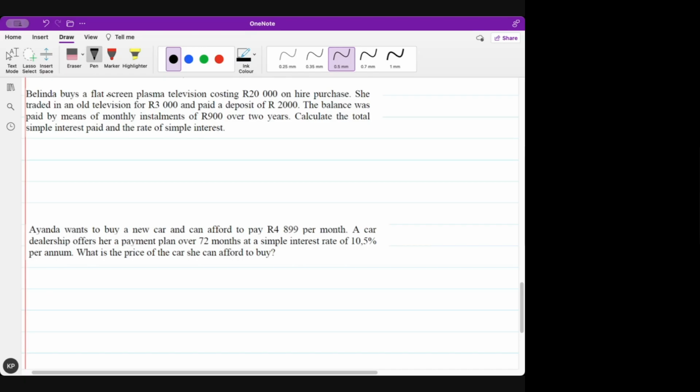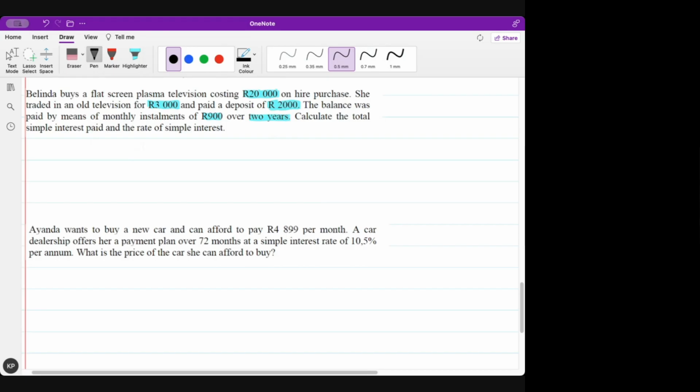Belinda buys a flat screen plasma television costing a whole 20,000 rands, guys. She traded in an old television for 3,000 and paid a deposit of 2,000. The balance was paid by monthly installments of 900 over 2 years. Calculate the total simple interest.